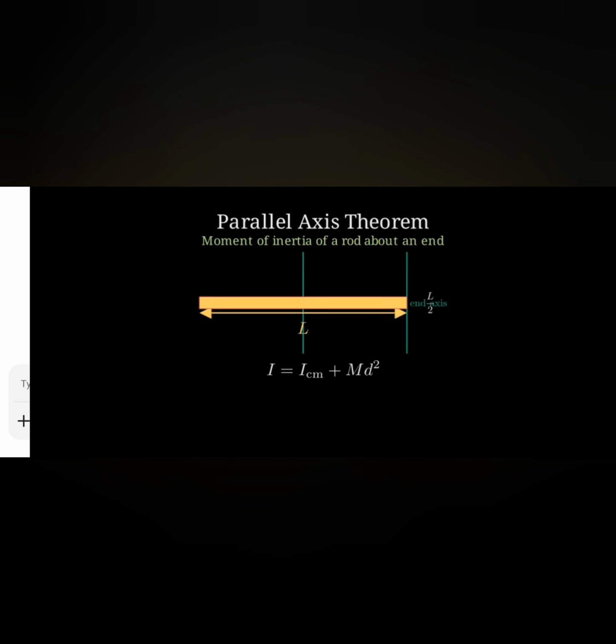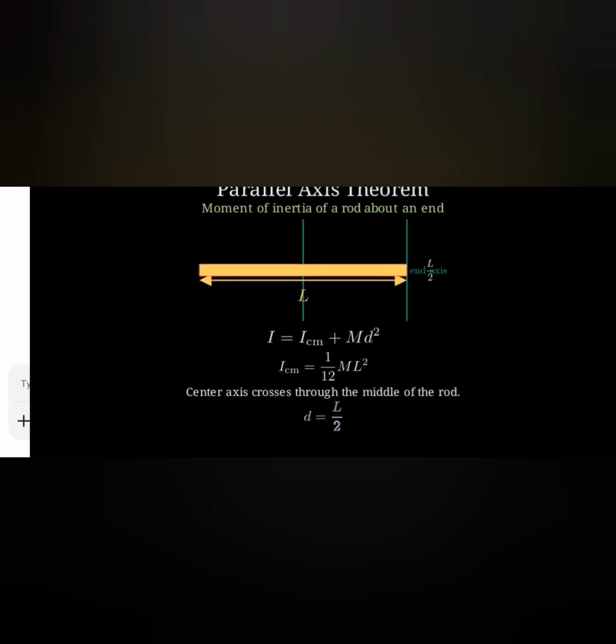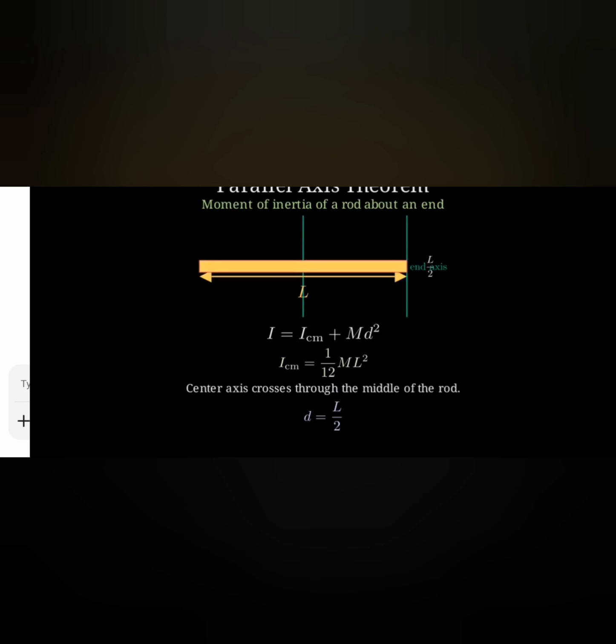We already know the moment of inertia of the rod about its center, 1/12 ml squared. This is our I center of mass term that will be plugged into the theorem. The distance d between the original axis at the center and the new axis at the end is half the length of the rod, so d equals L/2. We'll square this value next when we plug it into the theorem.